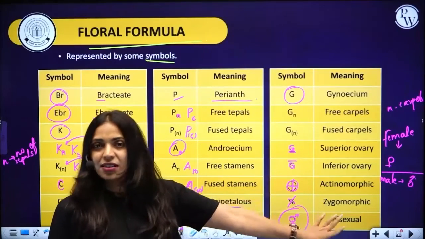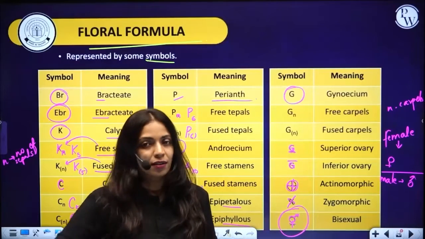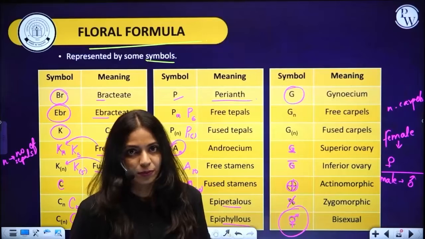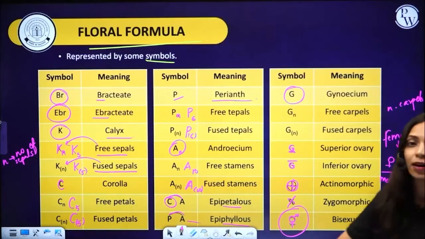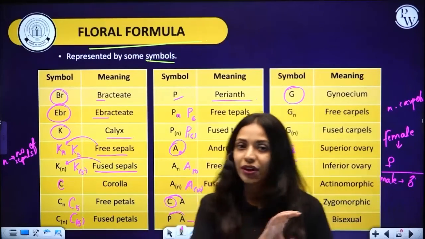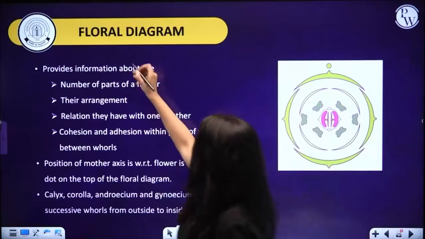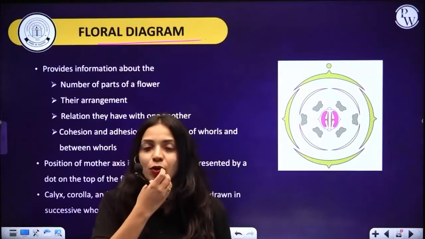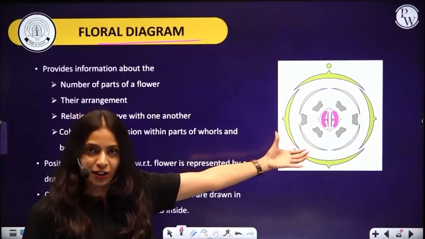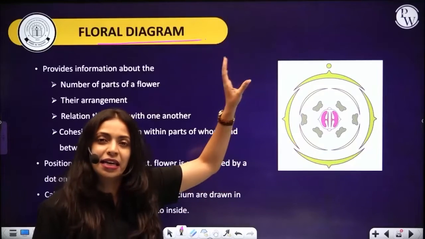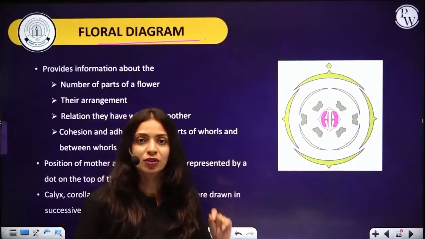Alright, so these are the different symbols that we are going to be using in the floral formula after we describe a flower or a flowering plant. So all of the different conditions in a flower you can describe with the help of these symbols. Now let's move on to talk about the floral diagram. What is a floral diagram? Floral diagram is something that looks like this. It looks like mandala art, but that's not what it is. With the help of this floral diagram, you can get to know a lot of things about the flower.